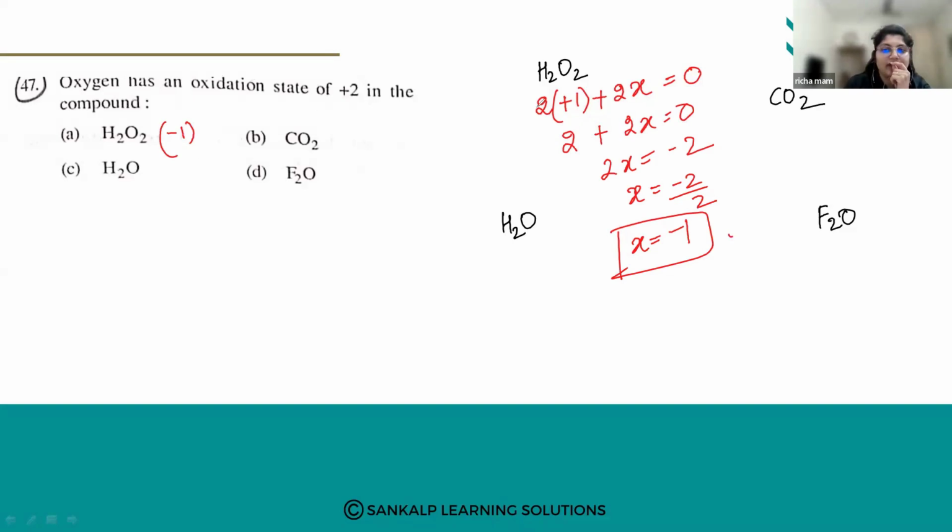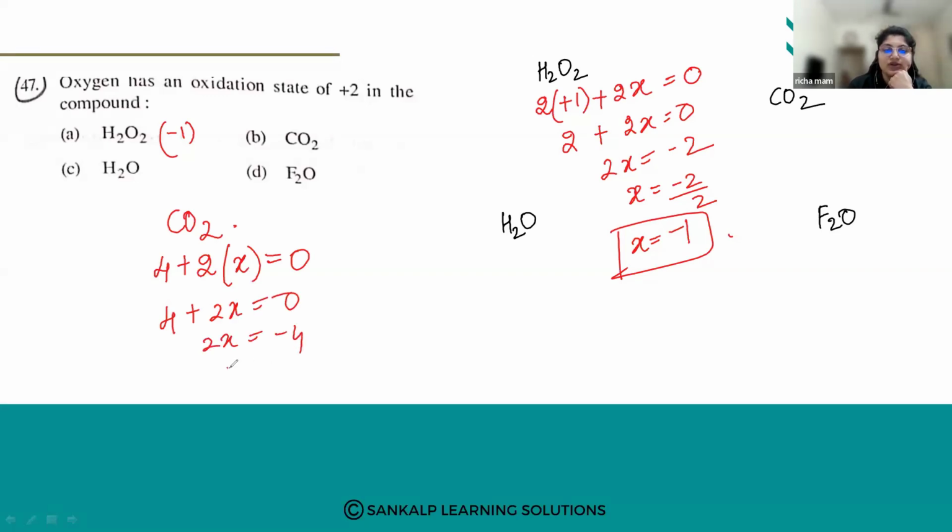It is -1. Okay, let us go for carbon dioxide. What is the oxidation state of carbon? It is +4. How many oxygen atoms are there? 2. We don't know the oxidation state of oxygen, so we'll keep it as x. The whole charge is 0. So 4 plus 2x is equal to 0, 2x is equal to minus 4, x is equal to minus 4 by 2, that is minus 2. So in carbon dioxide, the oxidation state of oxygen is minus 2.